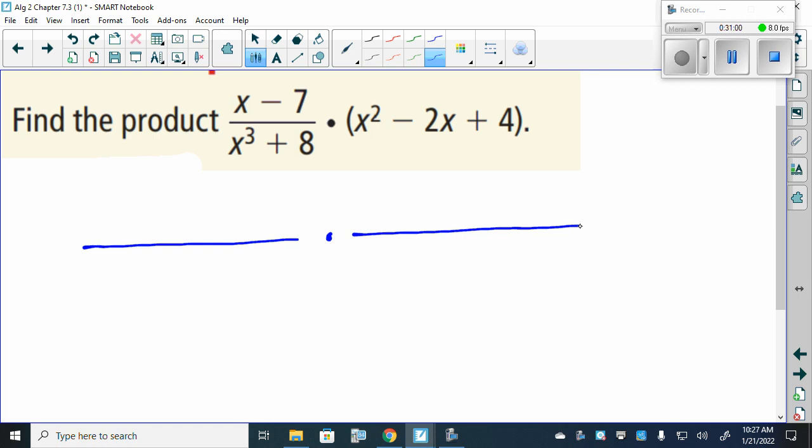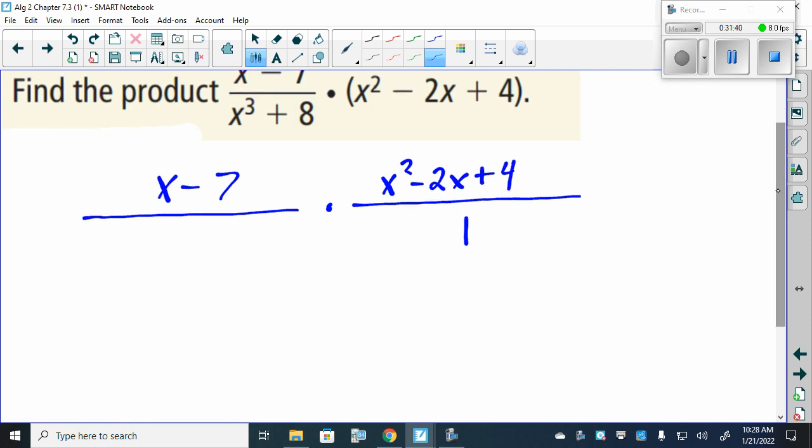When we look at this multiplication, we know the x minus 7 is already factored. And we know the denominator of the second term is going to be 1, and we can put it there just as a reminder. What do we suspect about the x squared minus 2x plus 4? It's going to cancel out. It's not factorable. It's the unfactorable part of our sum of perfect cubes. So I will leave it here. We'll go on and make that assumption and factor this here.